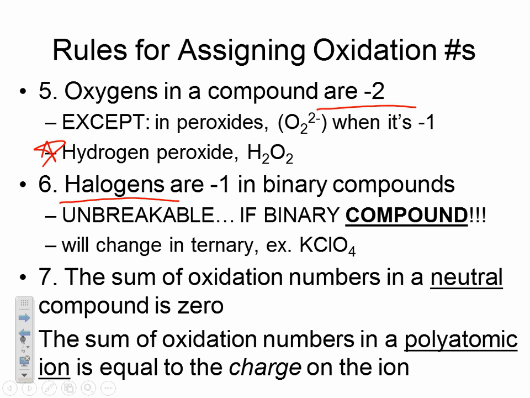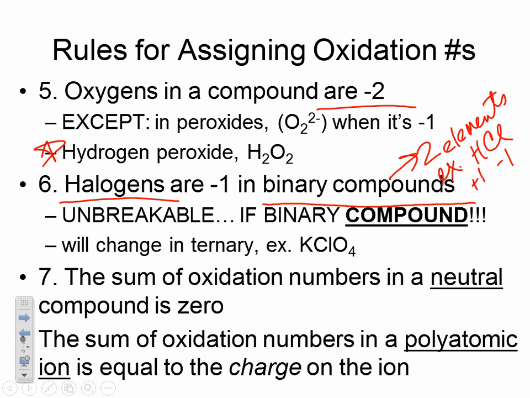Halogens. So fluorine, chlorine, bromine, and iodine, right? Group 17. They're -1 when they're in a binary compound. Binary compound, though, means only 2 elements. So, for example, HCl, hydrochloric acid. The hydrogen is +1, the chlorine would be -1. That's a binary compound. But if it's not a binary compound, then this rule isn't true because, for example, in KClO4, the chlorine is actually going to have a +7 oxidation number.